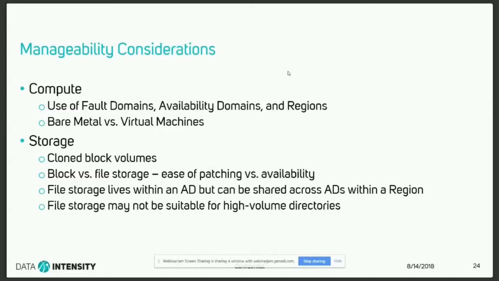I mentioned before that file storage lives within an availability domain but can be shared across ADs within a region. And that is very, very important. And that's really the direction that we're going from with our architecture standards using that file storage. That said, there may be some use cases with high volume directories like the Apple CSF directory within a business suite, for example, where if you are a very large implementation with high volume, you may not be able to use that effectively. So that is something that you would need to consider.